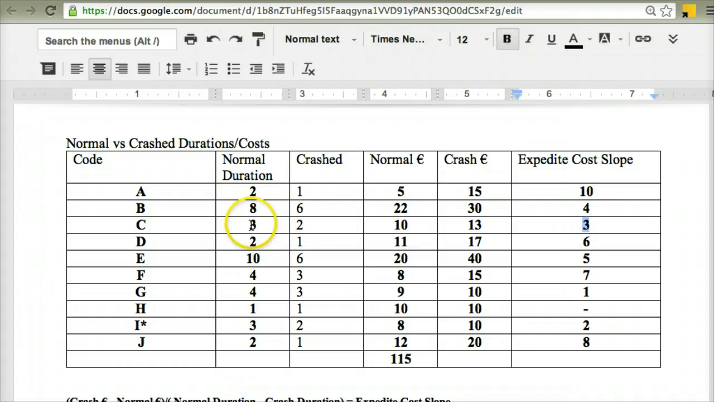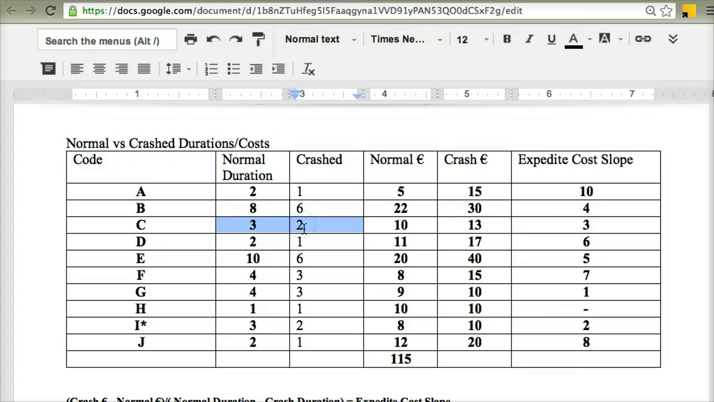Looking at the way that I can crash C, at the moment the normal duration is 3 days. I can possibly crash it down to 2 days if I want. It has a normal cost of 10 euro. The crash cost, if I was to crash it down to 2 days, is 13 euro. So that's the next best activity that I can crash. And so let's go about it.